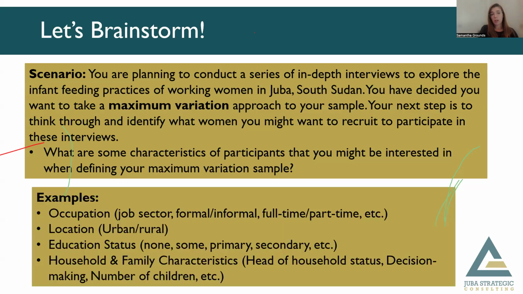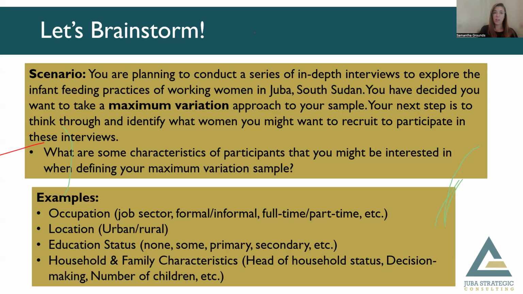So some characteristics we could think about could be characteristics around occupation. So thinking about job sector, formal versus informal, full-time work versus part-time work. We could think about location, having some women from urban areas, some women from rural areas. Could think about having women of different education status. And then we could also think about household and family characteristics. So this is often a time to work with your research team, come up with a few characteristics of interest, and then within those, try to have representation of those different categories.